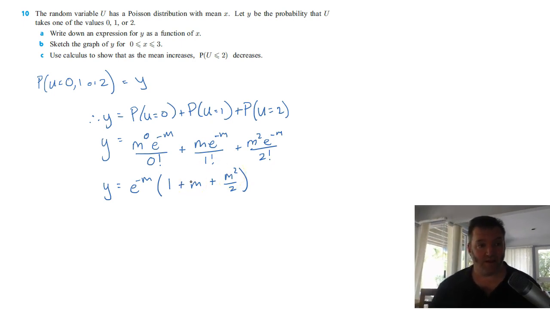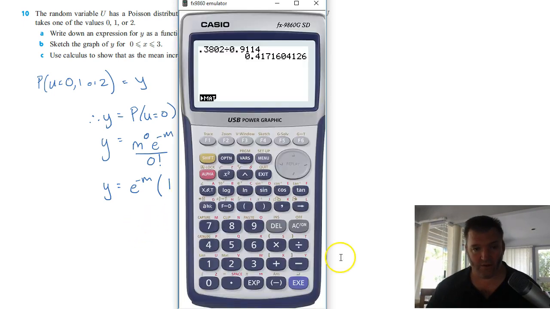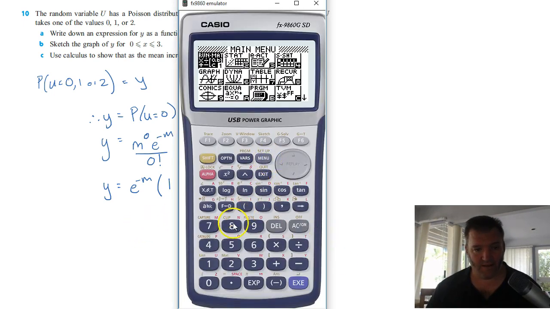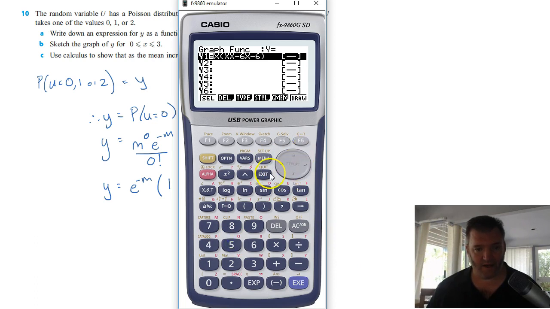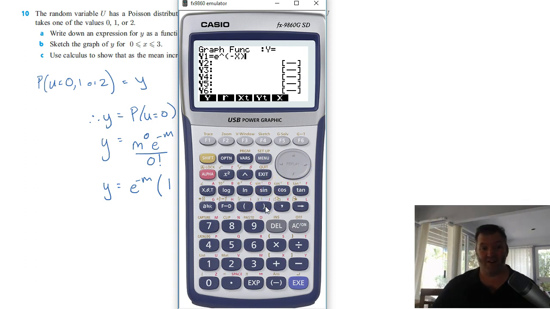Happy with that. Sketch the graph of y between 0 and 3. Okay, we can do that. We've got a calculator. You'd be expected to use your calculator for this one, so there's nothing wrong with doing that. Delete it. Yes, I want to delete it. And here I have shift e to the power of negative x. Might want to put brackets around that. It'd probably cope fine, but I like to err on the side of putting the brackets in rather than figuring out later that I needed them.